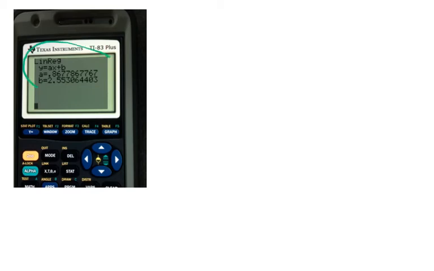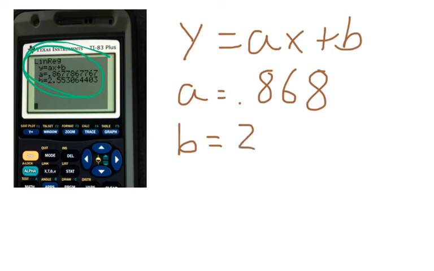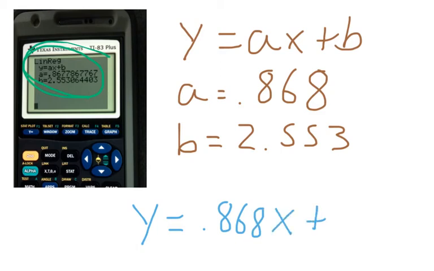So what does that mean? Again, they're giving you the equation y equals ax plus b. So they're telling you that a is 0.868. I'm going to round to the nearest thousandth. I don't need to put all those decimals down. And that b, same b as before, mx plus b, it's the y-intercept, is 2.553. That means that my line of best fit has this equation. So y equals 0.868x plus 2.553. That's the equation, that's the line of best fit right there.